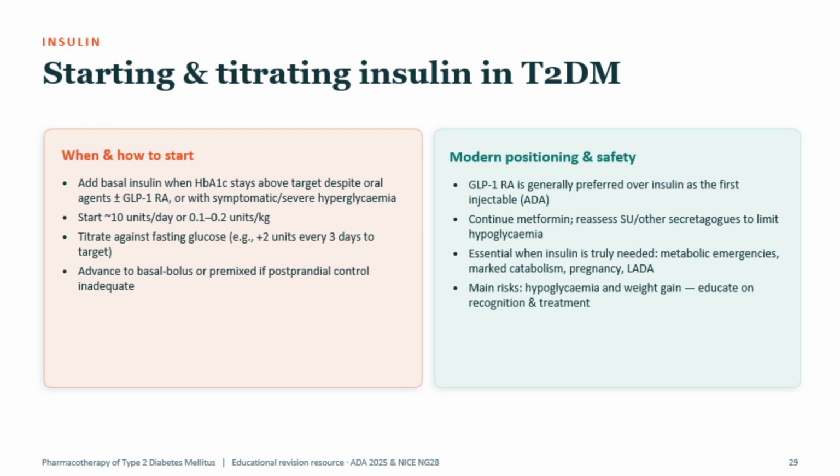Two modern points though. GLP-1 agonist is usually the preferred first injectable now, not insulin. And keep the metformin going, but rethink the sulfonylurea to avoid stacking hypo risk. Educate hard on hypos and weight gain. That's the deal with insulin.